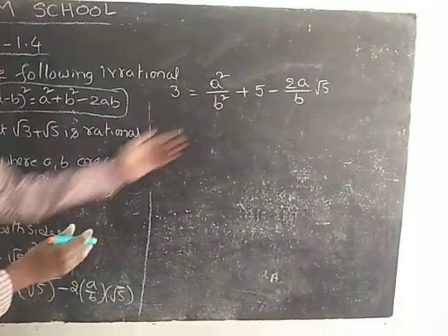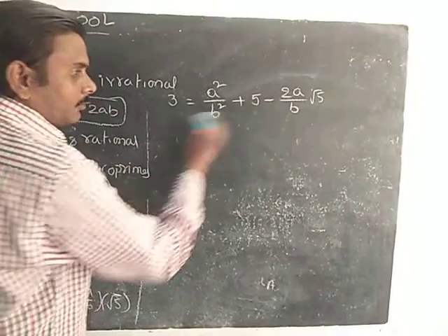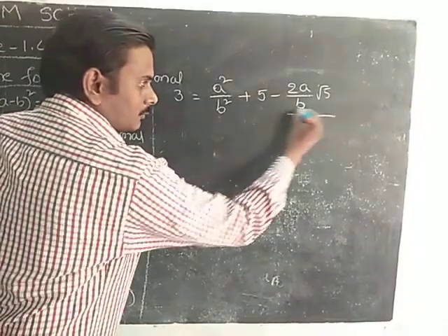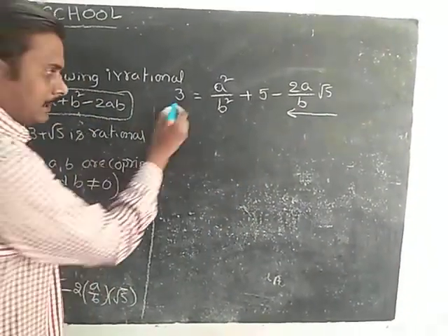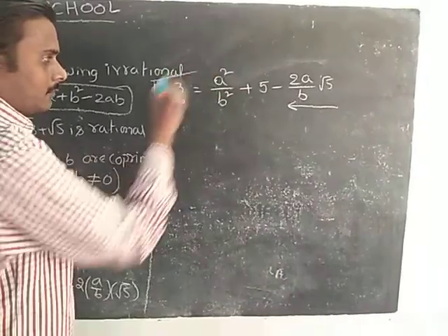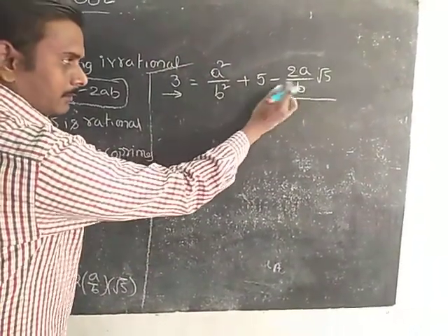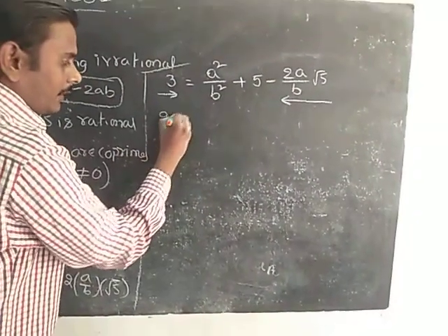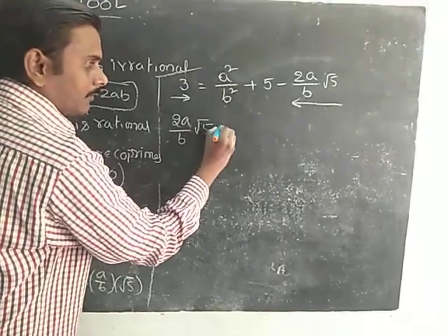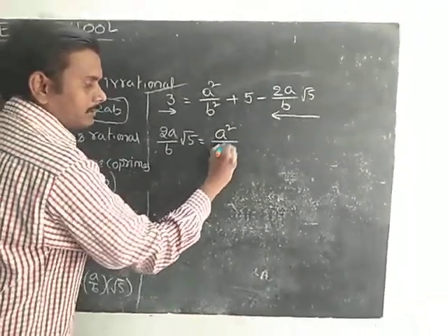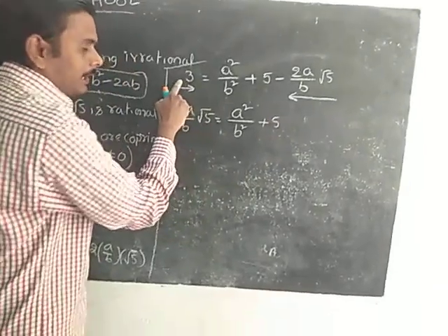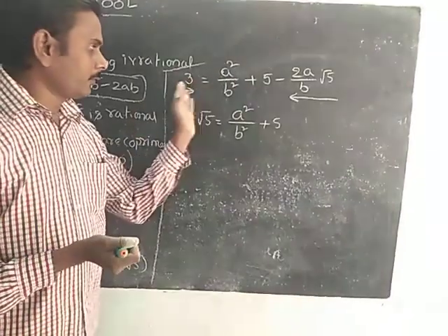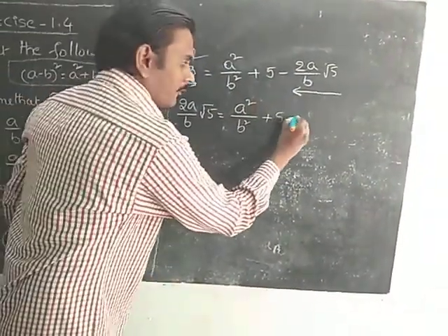From the previous step we simplify. Now we have to move the terms to get the irrational number on one side. Move this total part towards the LHS and move this 3 towards the RHS. Here we have a minus sign; if we take it to the other side it will be plus. That means 2a by b root 5 equal to a square by b square plus 5 minus 3.